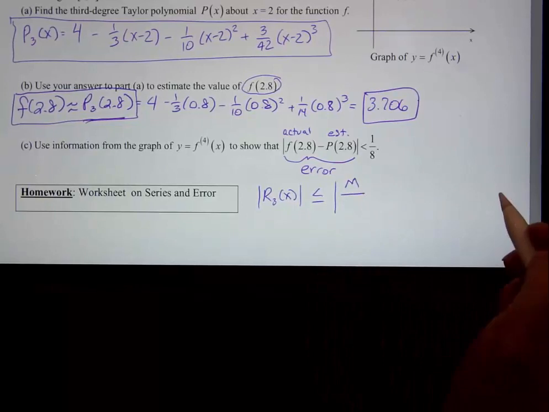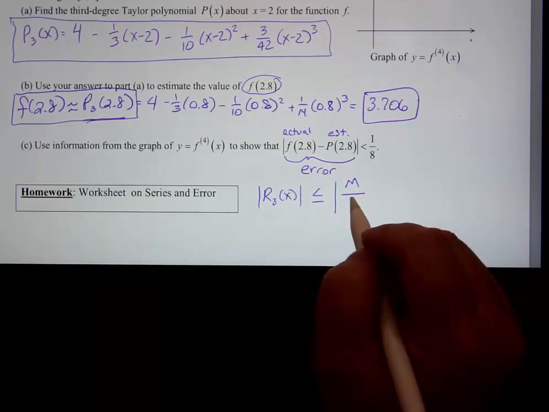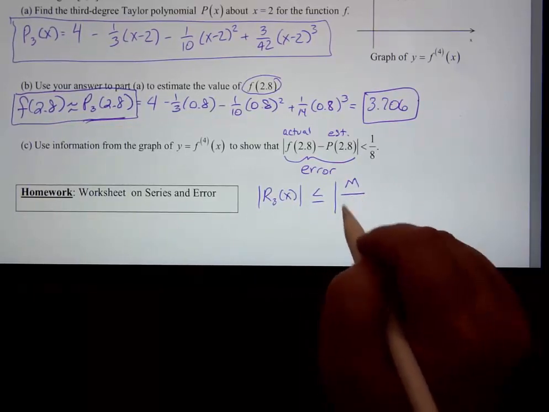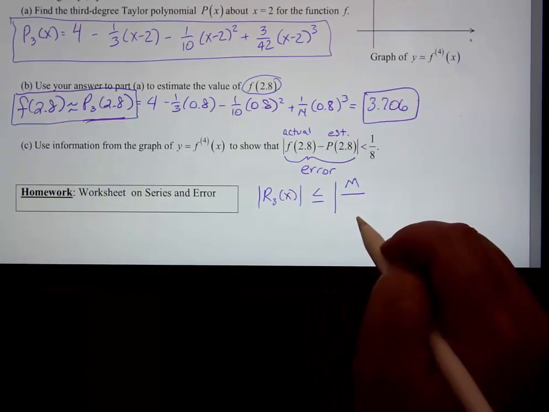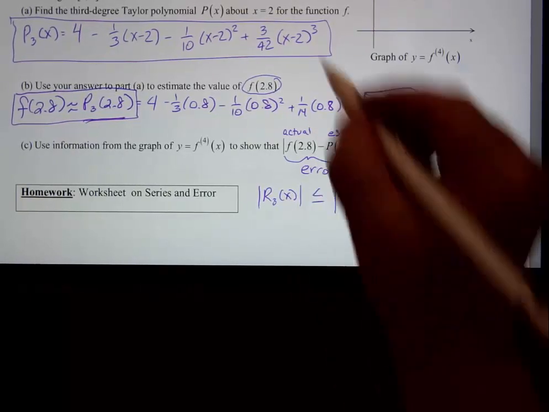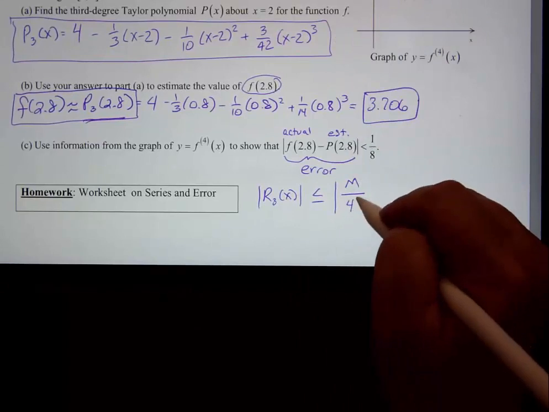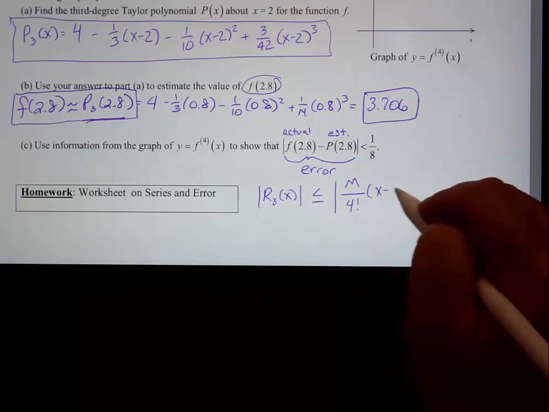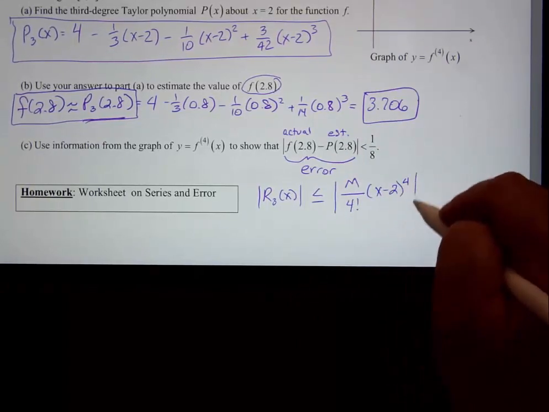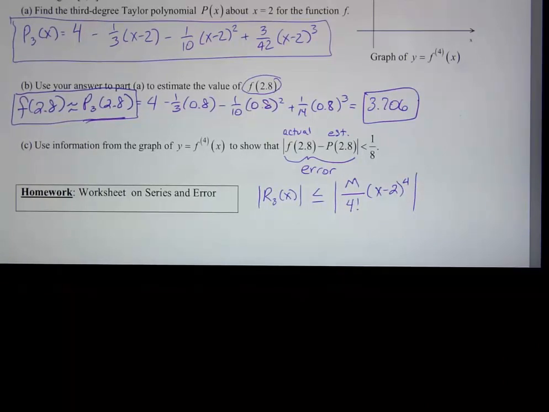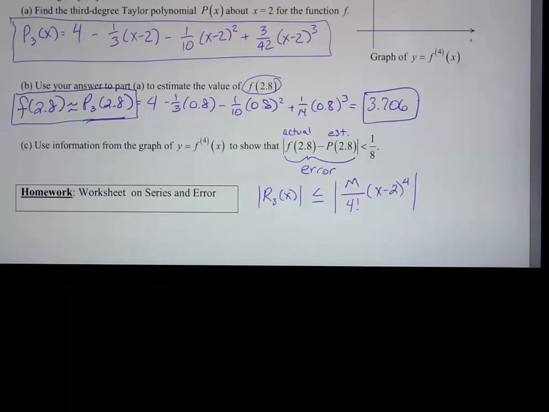The rest of it is built just like we built alternating. Which factorial comes next, after where I stopped? I stopped at 3, so it's 4 factorial, and then x minus 2 to the 4th. Everything else matches alternating. Everything, except for the M. Okay? Yes? Is it not 7? No. Okay, we'll talk about that in a minute.